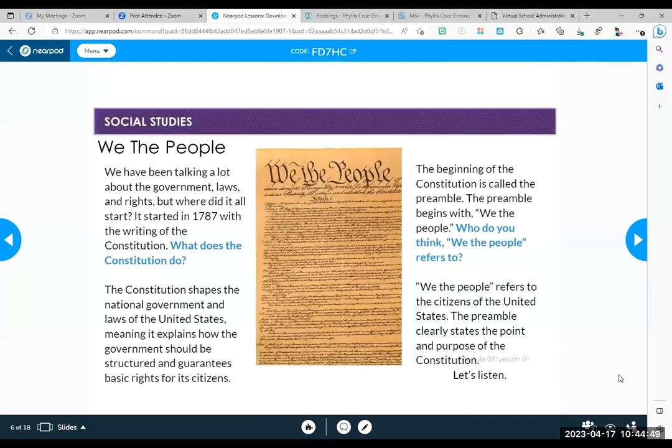Now, we said in our learning target we were going to talk a little bit about the Constitution. So let me read through this. I have a question for you. Let's see who knows the answer. Are you ready? We have been talking a lot about the government, laws, and rights, but where did it all start? Who made them up and when? It started in 1787. That was hundreds of years ago with the writing of the Constitution. What does the Constitution do?